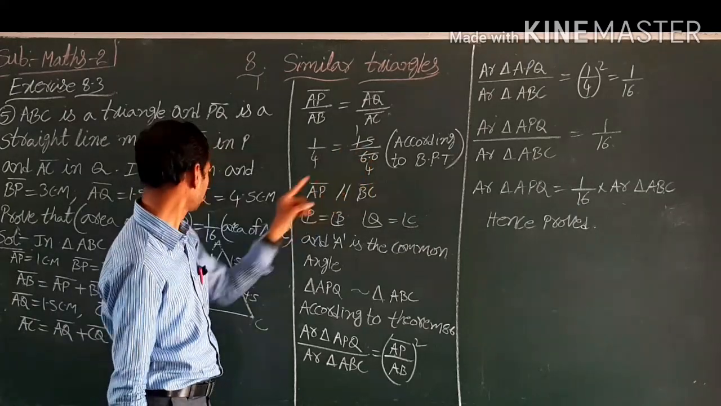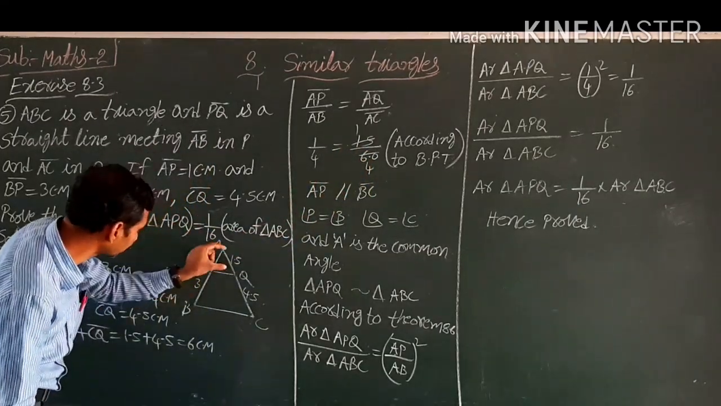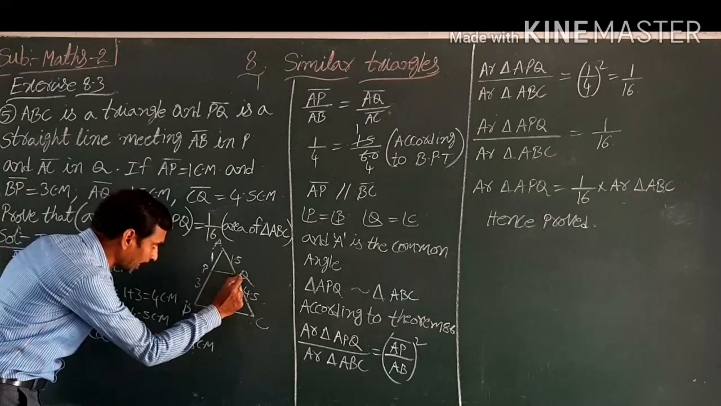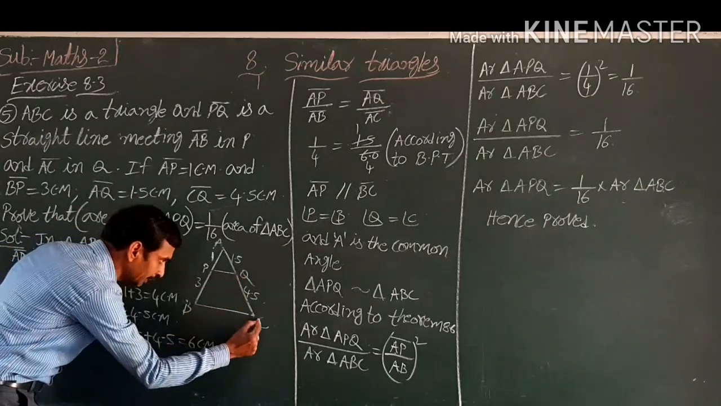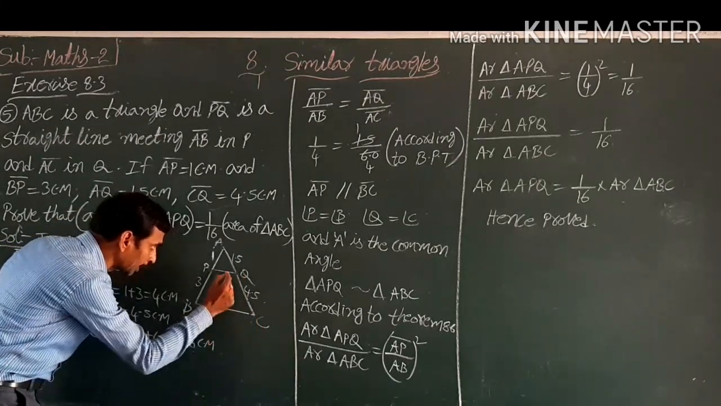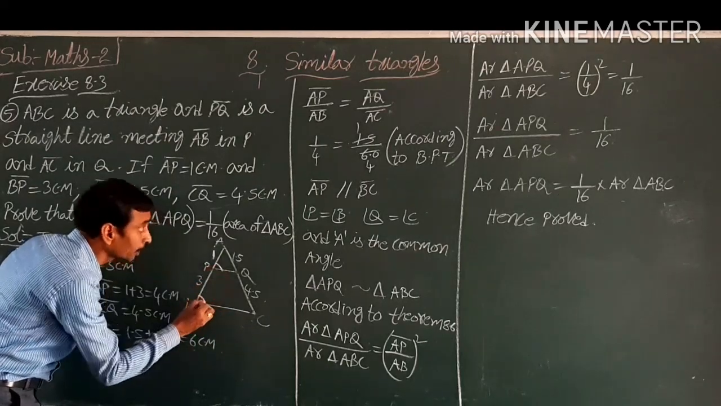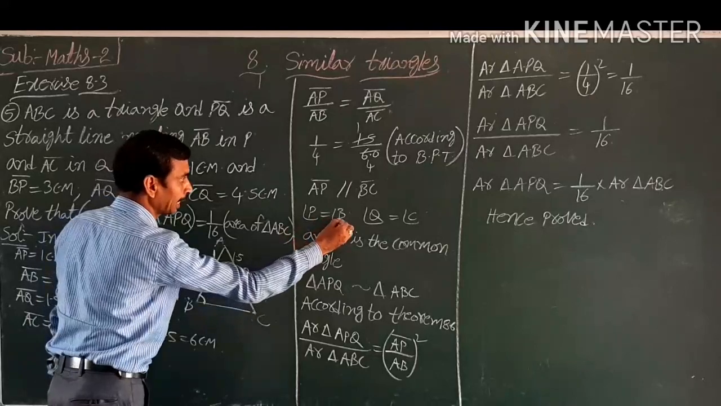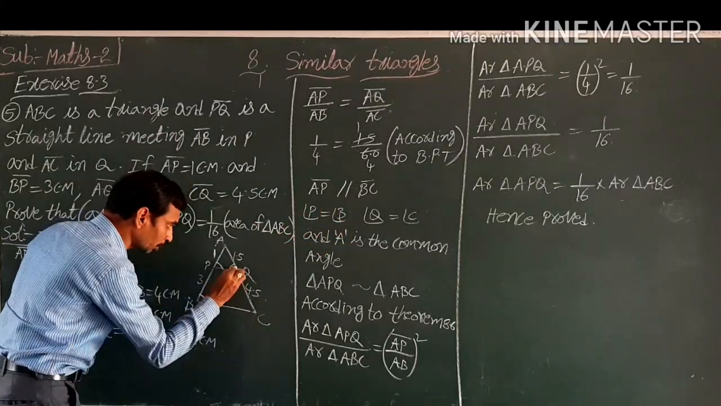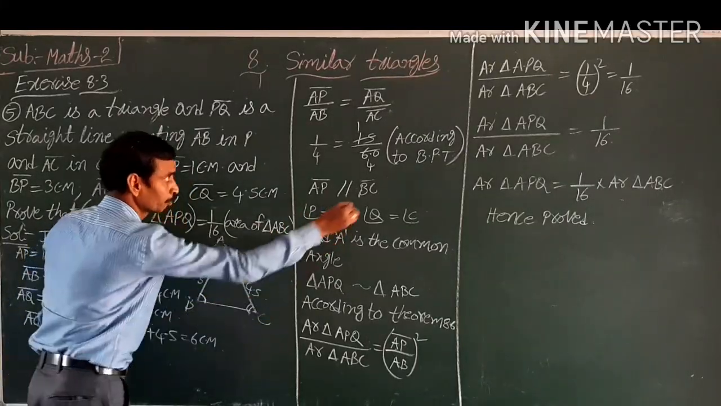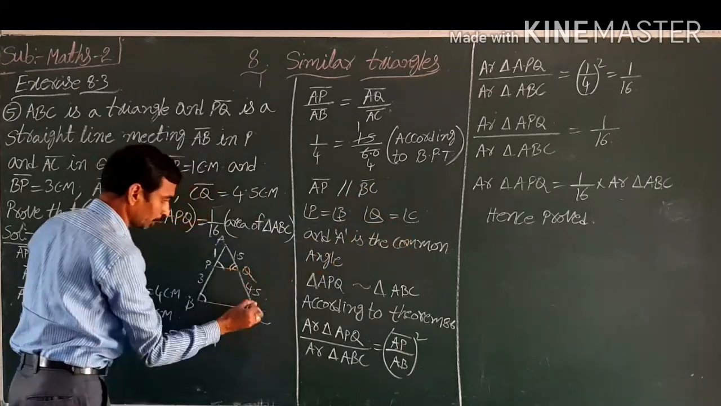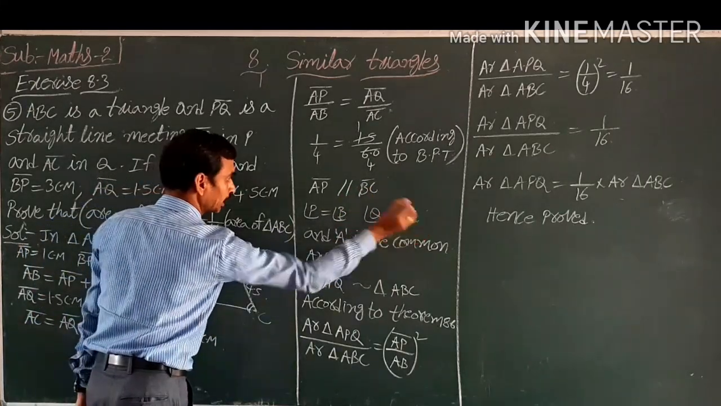Both ratios are equal, which means the line PQ is parallel to BC. If these two lines are parallel, then corresponding angles are equal. Angle P is equal to angle B, and angle Q is equal to angle C.